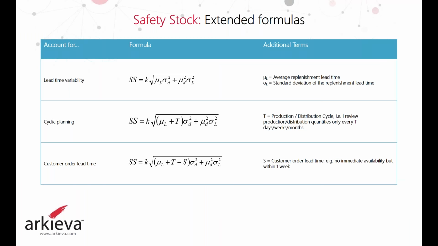Right, so just another glance at the formula. I don't intend to spend a whole lot of time here, but in the basic formula, we use the mu L, which is the average lead time. If you have a cyclic planning, you increment the mu L with the cycle. If you have a customer order lead time, you take that mu L, which is the average lead time, add the cycle T, and subtract the order lead time, which is minus S. So these formulas can be tweaked based on the situation we find ourselves in. In fact, every company might have all three situations going on. And in that case, for one product, you might use one formula. For a different product, you might use a different formula.